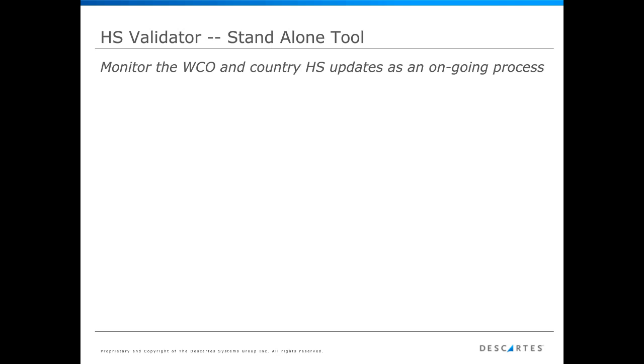So this first tool that Martin mentioned, as he said, it's a new standalone product. It's called the HS Validator, or Tariff Validation System. It's a very simple system that allows you to load and normalize your item and tariff data, scan it in real time against either the WCO 6-digit codes or against your specific country tariff codes based on whatever your country tariff needs are.